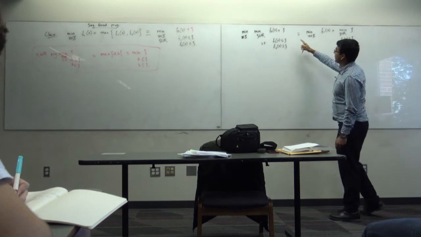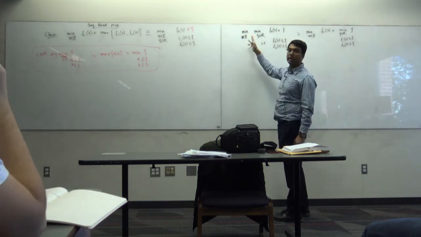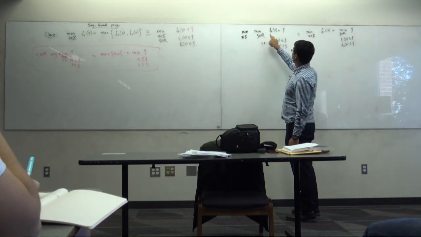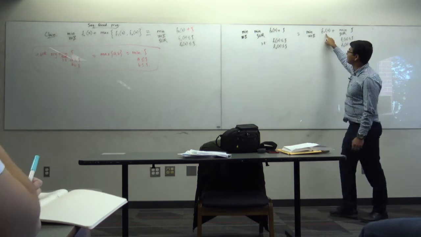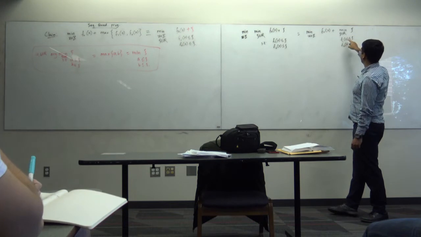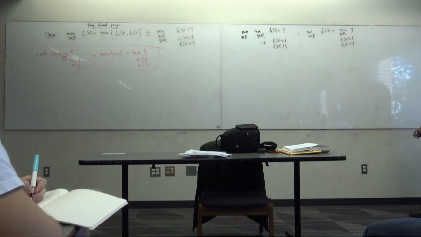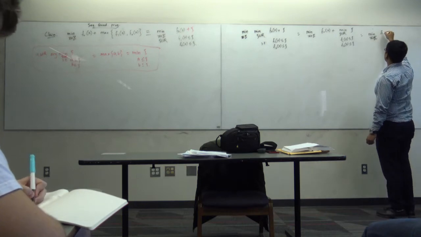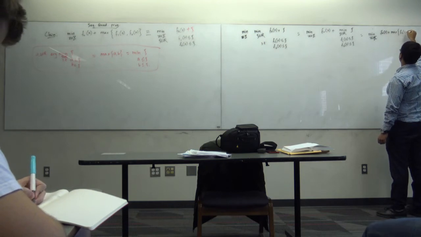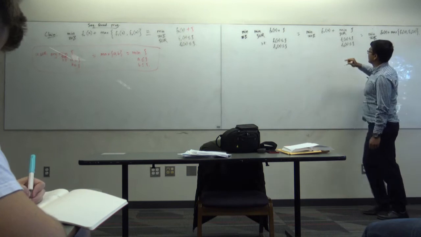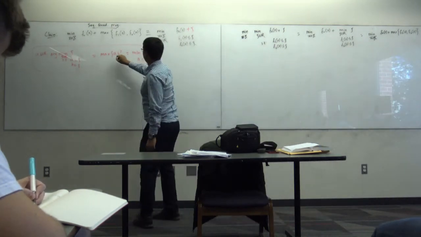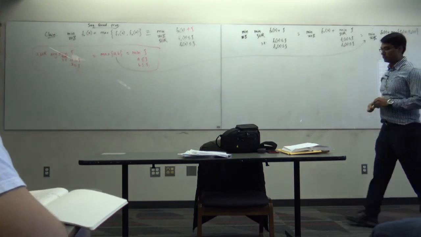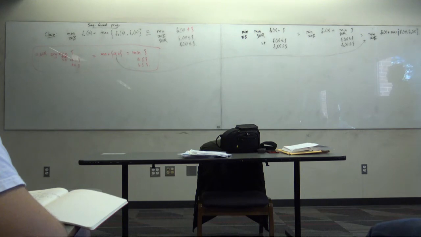The reason I could switch the order: when I have a minimum over x and a minimum over C, I can take the minimum in any order. It doesn't matter. If I take the minimum over C first, this function doesn't depend on C, so I can pull it out. The constraint depends on x, so I put the constraint along with this minimization problem. What I have is the minimum over x in capital X of f0 of x plus the max of f1 of x and f2 of x. This max comes from here. This implies this. Is that clear?